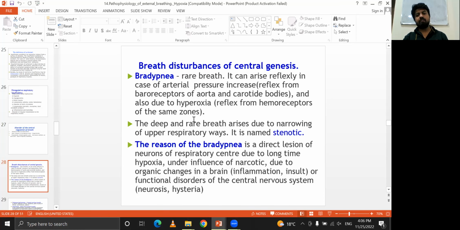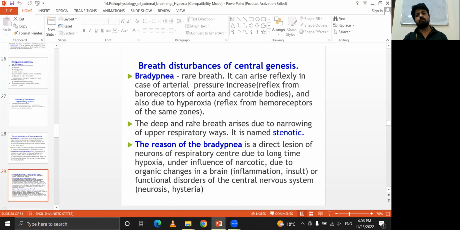So, disturbance of the central genesis, like bradypnea, a rare breath, can arise. It will actually cause arterial pressure increase, and also is due to hyperoxia, not hypoxia. The deep and rare breath rises due to narrowing of the upper respiratory tract, which is named stenotic. The reason of the bradypnea is that the region of the neurons of the respiratory center, due to a long time of hypoxia, under the influence of the narcotic, or a functional disorder of the central nervous system.